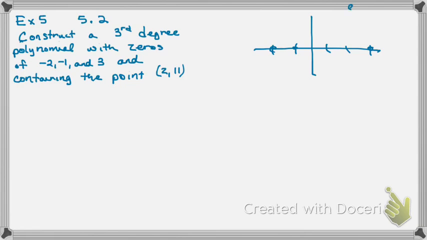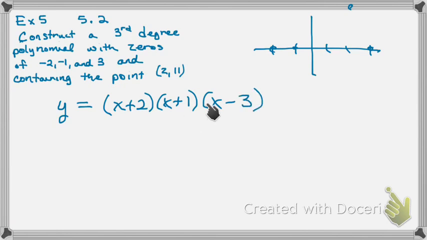All right? So I'm supposed to construct this polynomial. If these are x-intercepts, I should be able to write the polynomial in factored form. Okay? So what would this look like in factored form if I wrote these zeros? Okay, x plus 2, x plus 1, and x minus 3. That makes sense to everybody? If these are the x-intercepts, then in factored form, it has to look like this, right?